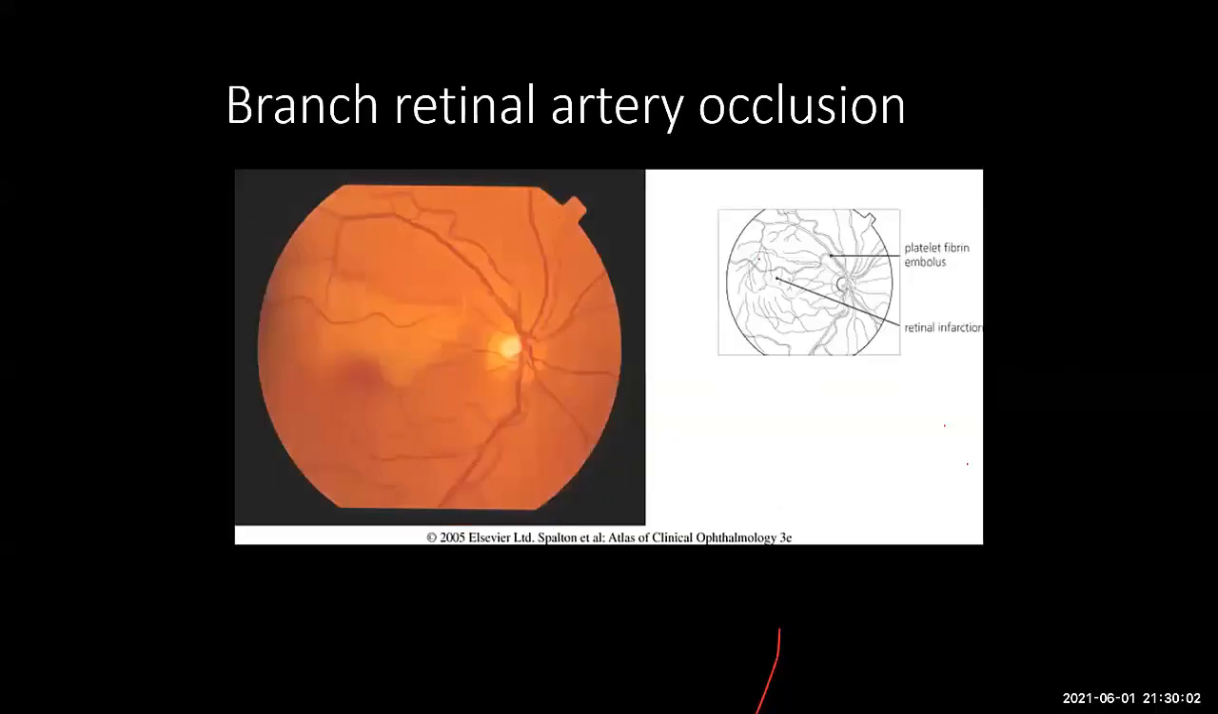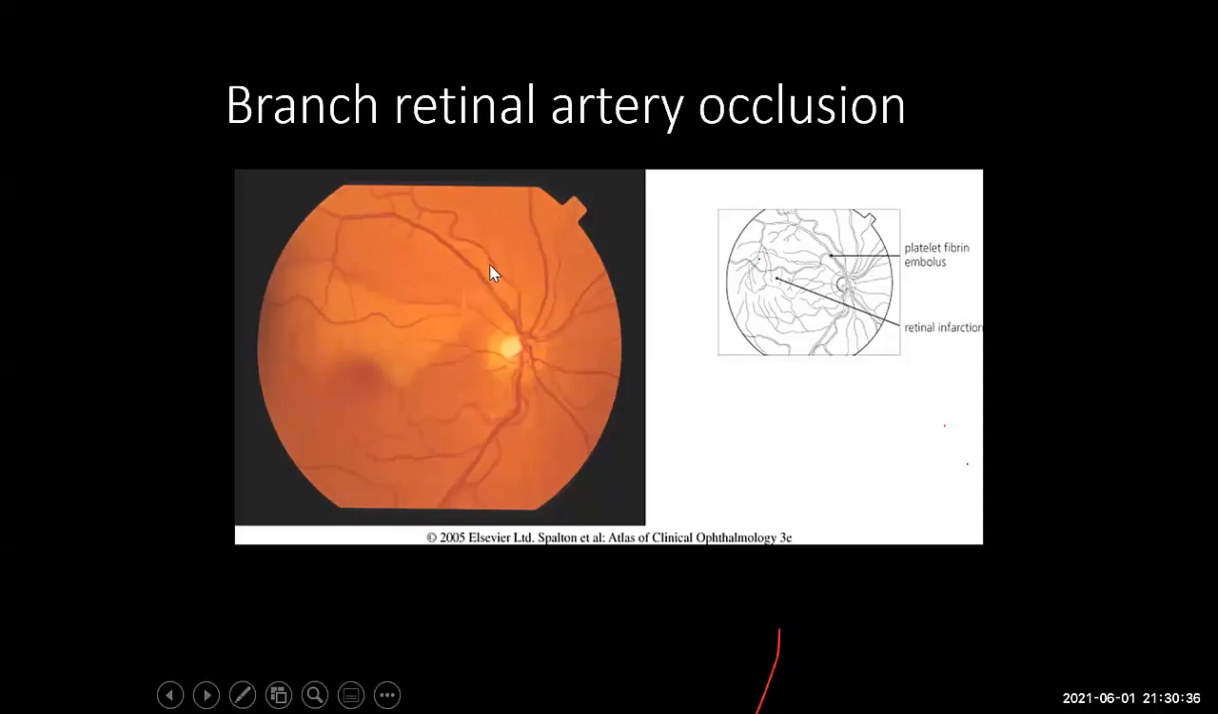Now here is branch retinal artery occlusion. If you look carefully, the embolus is right there. This area is whitish, so this area is infarcted. This patient may have a certain amount of vision because the inferior macula is preserved, but the superior macula is edematous. Right? Now, this patient may not have total loss of sight.